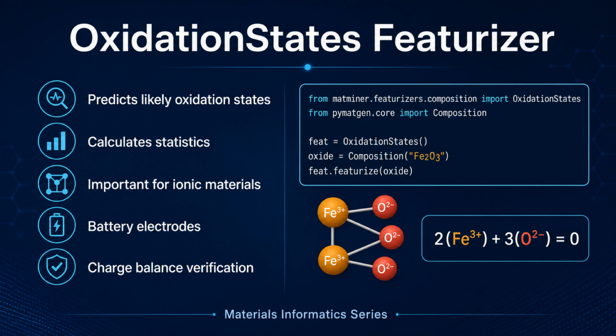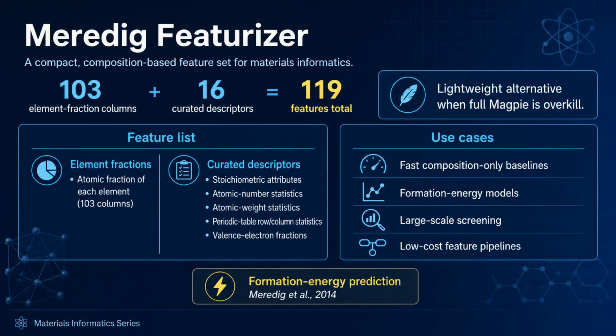Charge balance feasibility is a separate check. For example, Pymatgen's oxidation state guesses. The Meredig featurizer, from Meredig and colleagues in 2014, provides the descriptor set from that formation energy study. 103 element fraction columns plus 16 curated descriptors. It gives an explicit element fraction representation that complements MAGPIE's statistical aggregation. Sometimes simpler models with fewer features perform just as well.